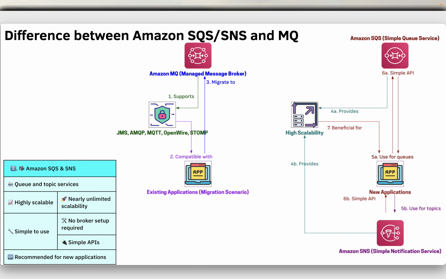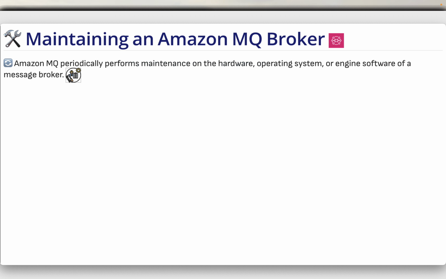Coming to Amazon SQS and SNS, they are queue and topic services designed for high scalability and ease of use. So SQS is for queue and SNS is for topic. They don't require setting up message brokers and are recommended for new applications that can benefit from nearly unlimited scalability and simple APIs. So let's see maintaining an Amazon MQ broker.